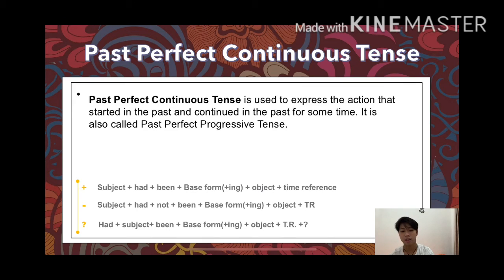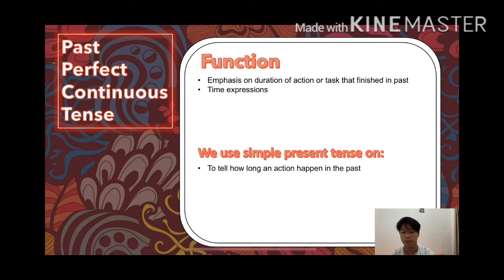Okay, the next is past perfect continuous tense. Past perfect continuous tense is used to express an action that started in the past and continued in the past for some time. It is also called past perfect progressive tense. The formula. The function is emphasis on the duration of an action or task that finished in the past, and time expressions.